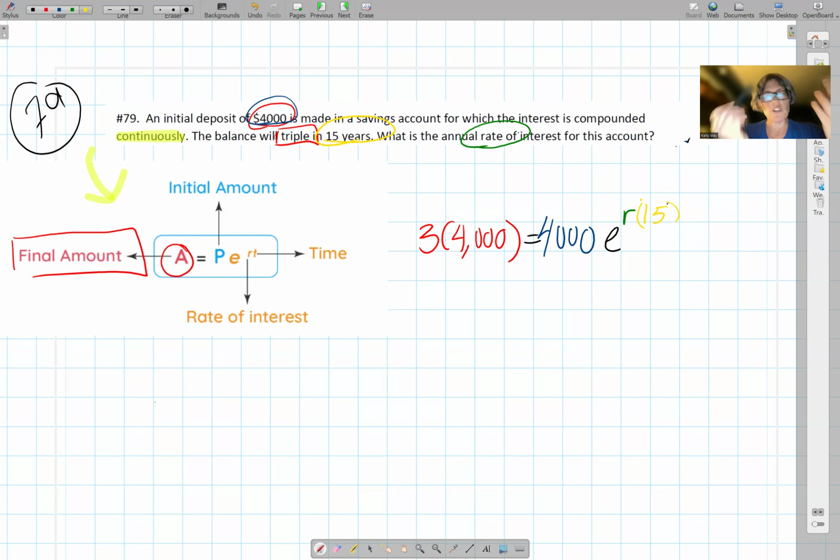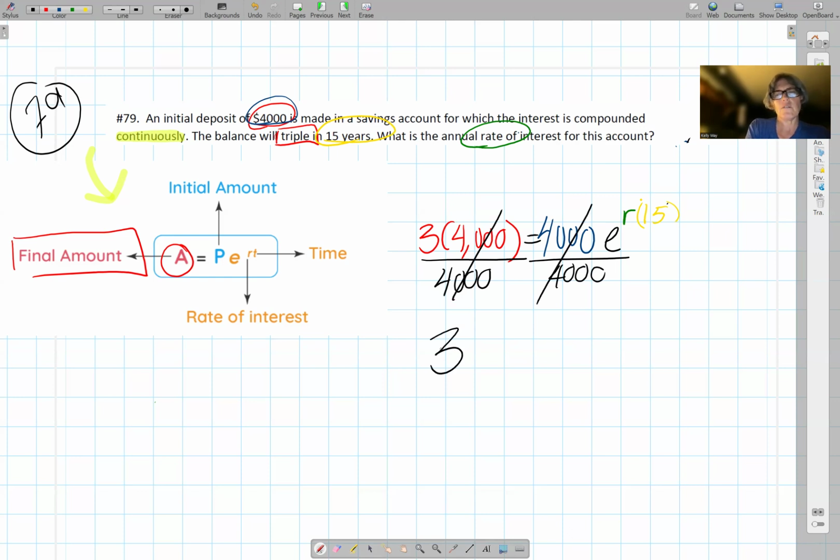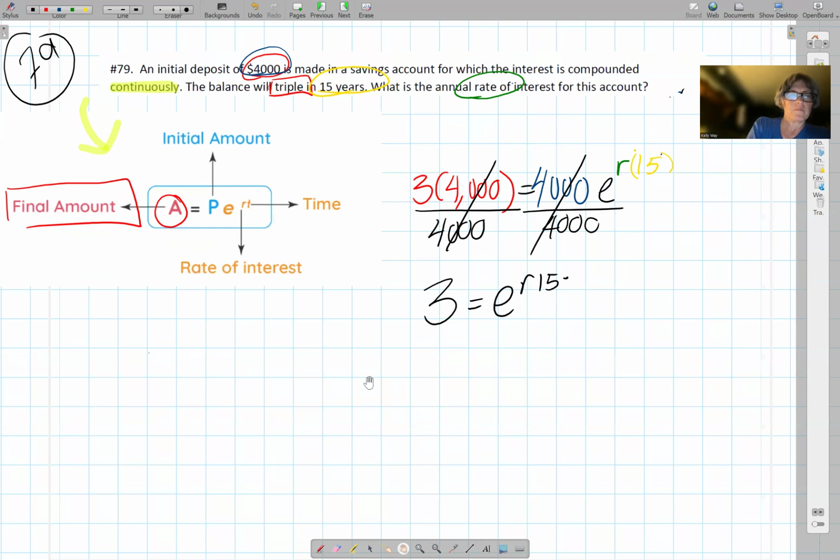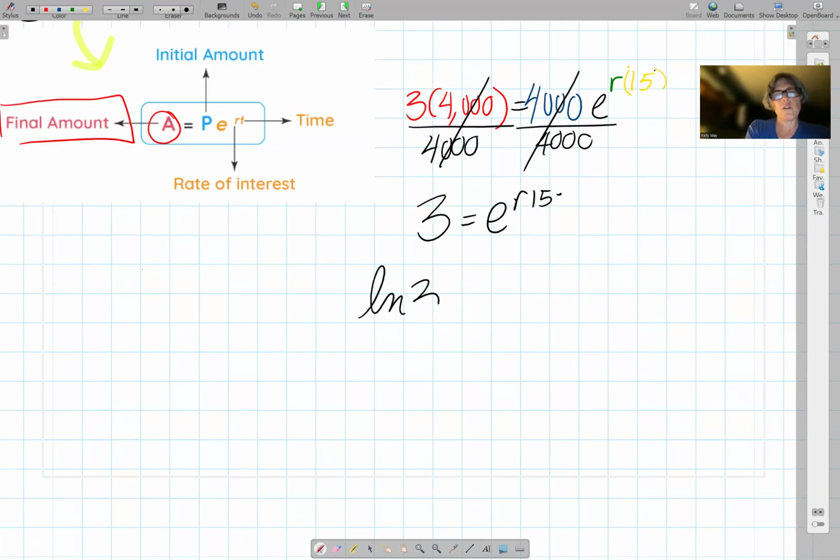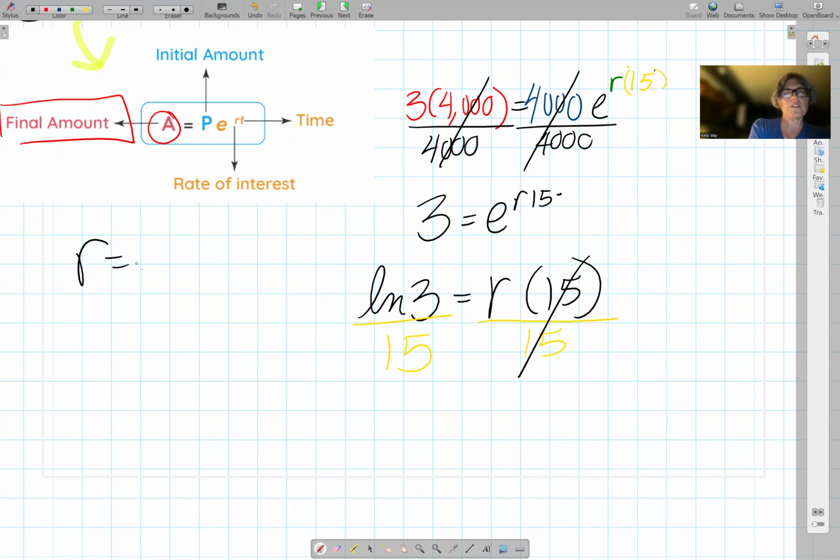All right. Once you plug it in, the goal is to get that r by itself. So we're solving just like normally. The first thing I'm going to do is the real simple simplification. I'm going to divide out the 4,000. 3 equals e^(r·15). Again, we want to get the variable out of the exponent. So we're going to use natural logs here. So ln, natural log of 3 equals r times 15. So your rate is going to be the natural log of 3 divided by 15.